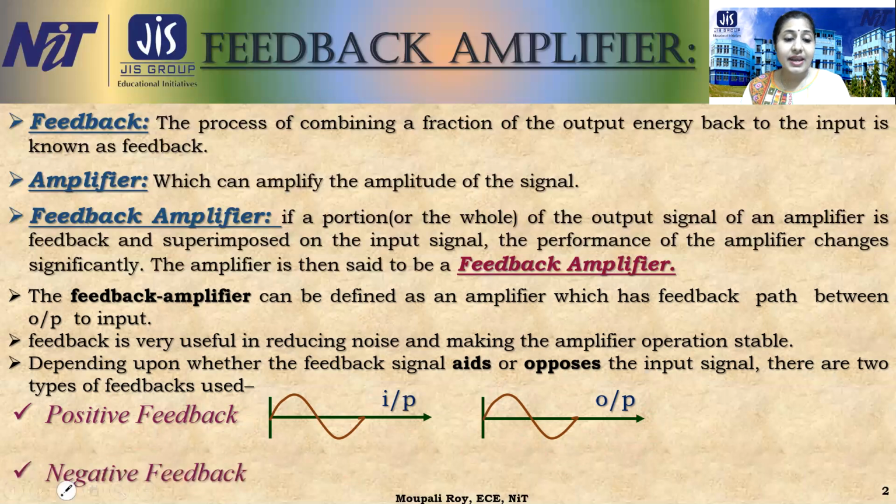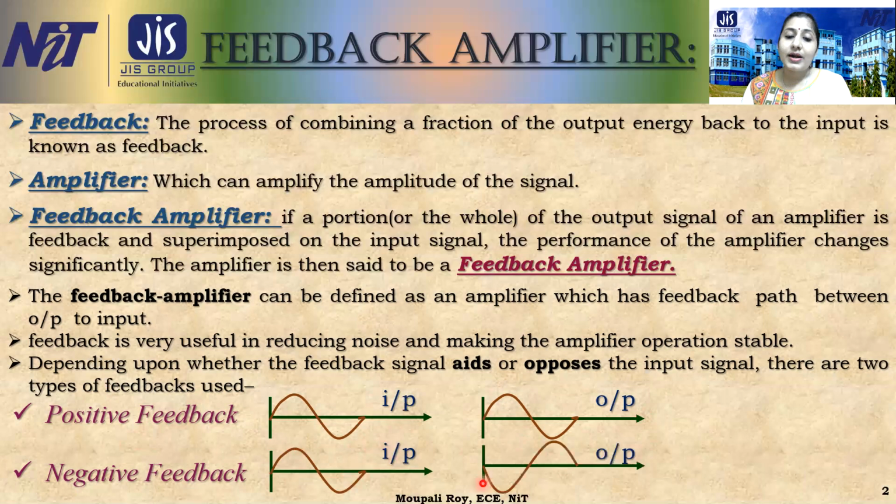In case of negative feedback, if we have a positive input, then what is our output? We are getting a negative output on the output side. So that is the basic difference between the positive and the negative one. In case of positive feedback, there is no phase change. In case of negative feedback, there is a 180-degree phase change.